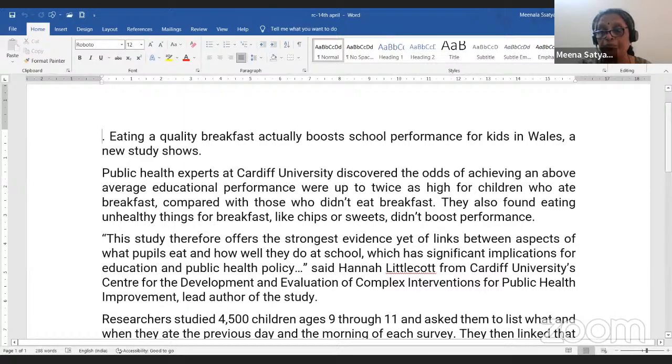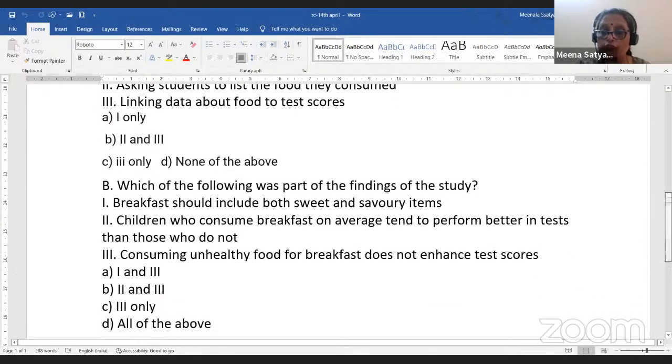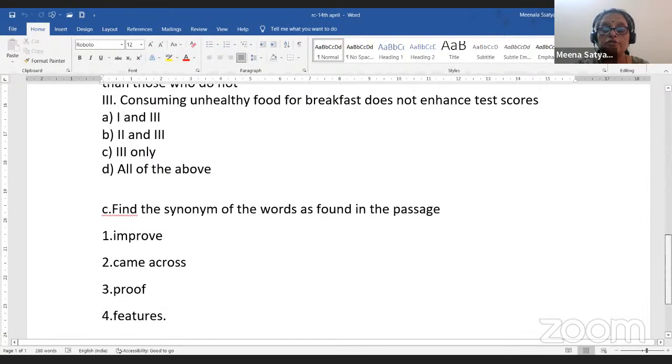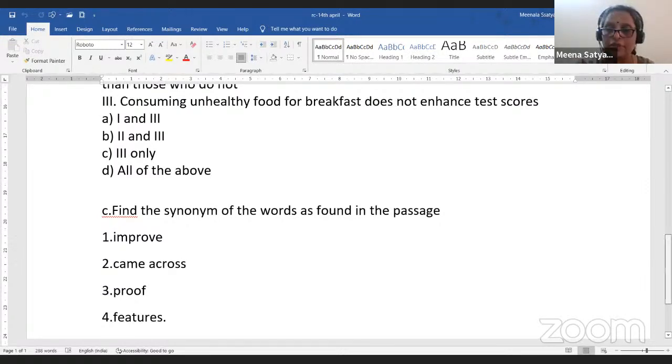We shall move ahead. So it says scan the questions. Which of the following was not part of the study? Then it says, which of the following was part of the findings of the study? And then find the synonym of the words as found in the passage. Here, purposefully, I did not give any choice because the passage is pretty simple. So I took a simpler passage today. Every day brainstorming you with a little difficult one, it's better to alter. So variety is the spice of life. One monotonous thing makes you bored. So let me alter so that you can feel refreshed, and when you do something, it motivates you to do better. So with that intention, I picked up this.